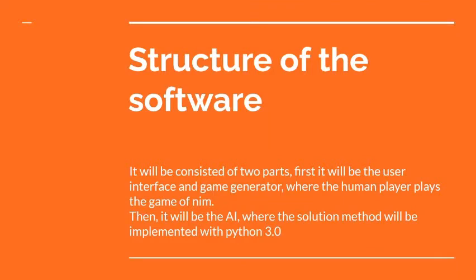So, the structure of the software. In this software, I have two major parts. The first part is the board generator, which provides the user interface and the game itself. And then there is the AI part. The AI part consists of the algorithm that decides the best move available at the current stage, and it is implemented with Python 3.0.